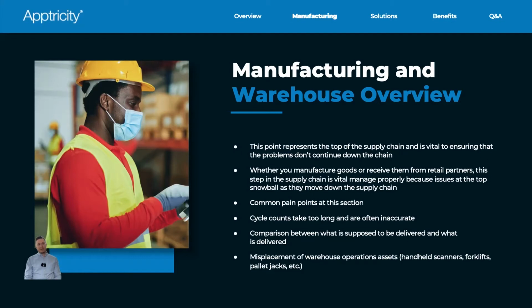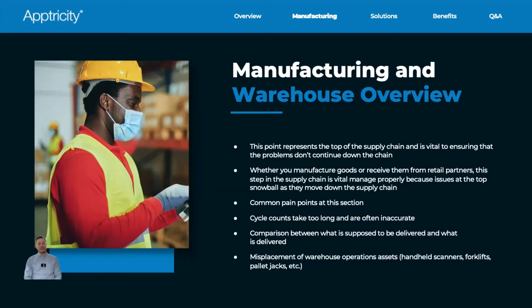And then the third point is a little bit different. We're talking more about the different assets that you use to manage your warehouse. So essentially, the misplacement of assets that you use for warehouse operations. So we're talking about things like handheld scanners, forklifts, pallet jacks. It could be any of those. It could be anything else that you use to manage your warehouse.